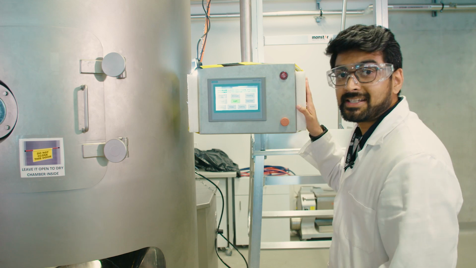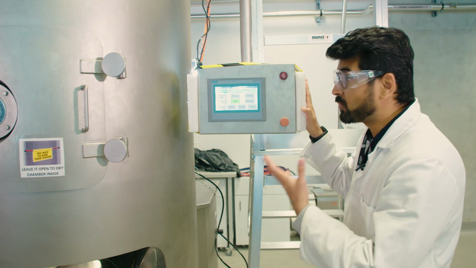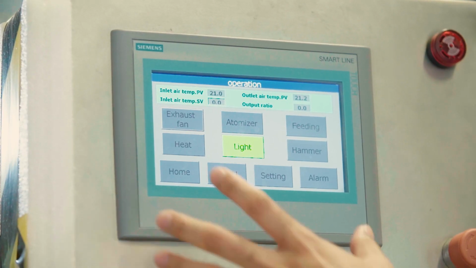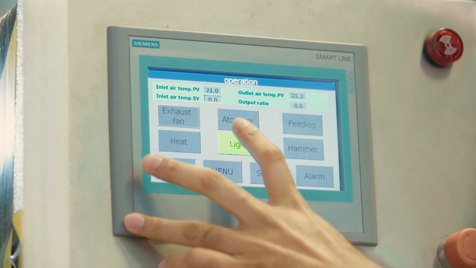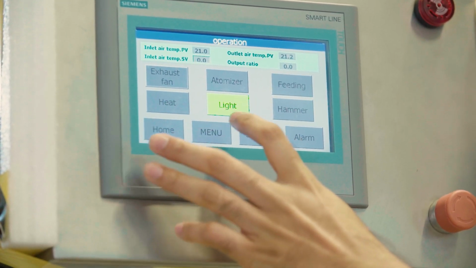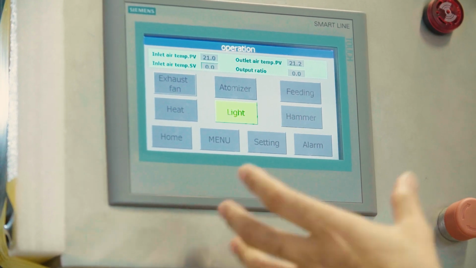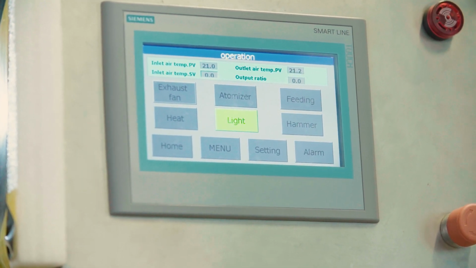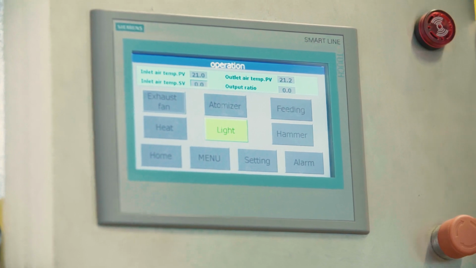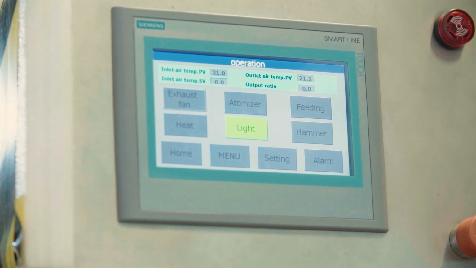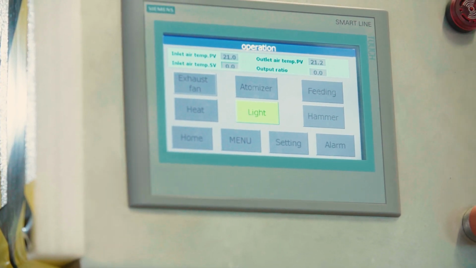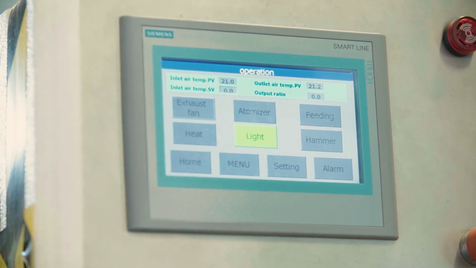The control panel consists of different parameters that can be controlled in the Cody dryer. It consists of the exhaust fan, atomizer, feeding, heater, light and hammer. In order to start the whole thing, we first need to start the exhaust fan, and then we start the heater so that it can reach the temperature that we need for the Cody dryer.